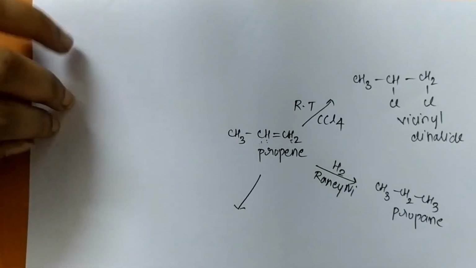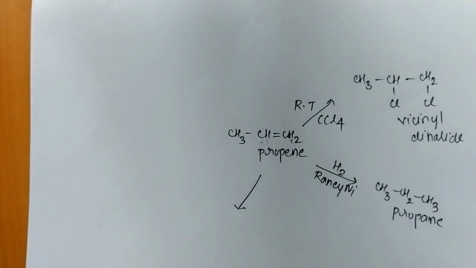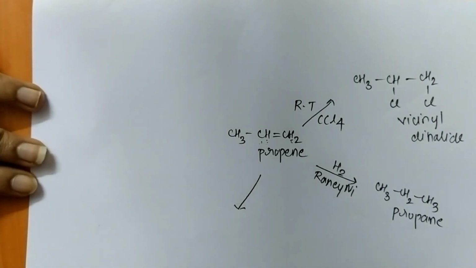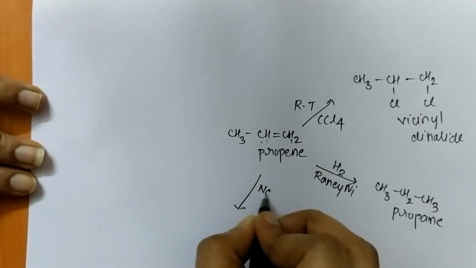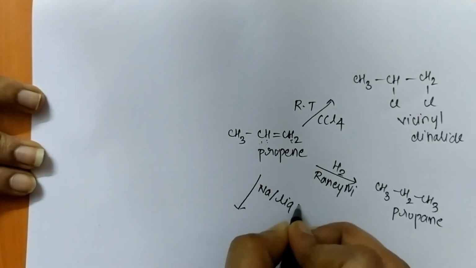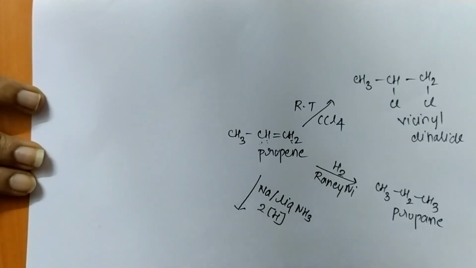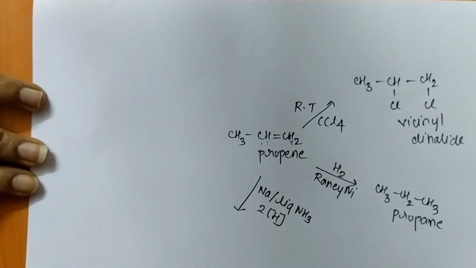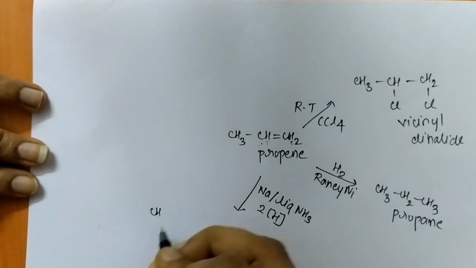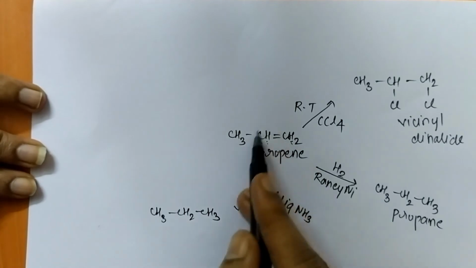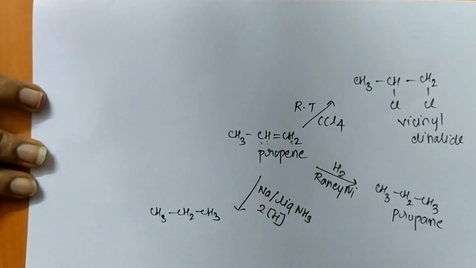Now the next reaction is the reduction reaction. It is also called the Birch reduction reaction. Now if we are doing the Birch reduction of propene, then it is going to take place in the presence of sodium and liquid ammonia with 2 molecules of nascent hydrogen. So here also we are going to get propane, that is CH3CH2CH3, because each nascent hydrogen will get added to each carbon atom, and therefore we will get propane.